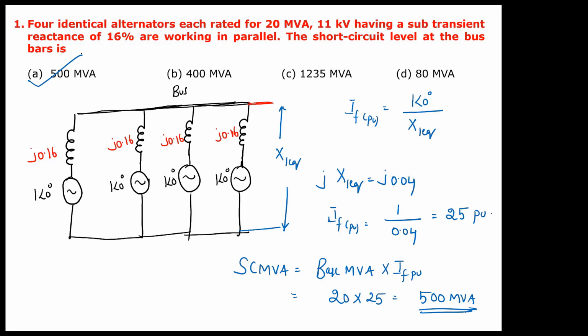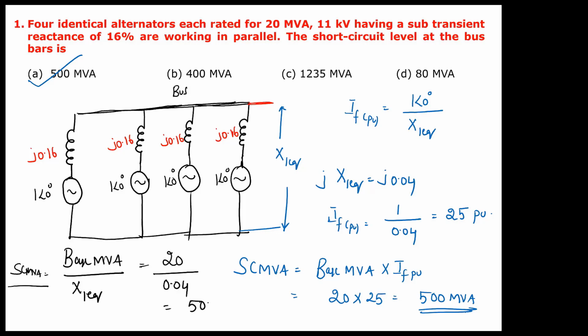Understood? To calculate short circuit MVA in such cases, when you have identical elements connected in parallel, short circuit MVA is also given by base MVA divided by X1 equivalent. So directly you can write, 20 divided by 0.04, with 4 alternators of 0.16 connected in parallel, and you will get 500. Always better to follow the procedure. Shortcuts sometimes may work and sometimes may not work. That's why I never teach shortcuts.